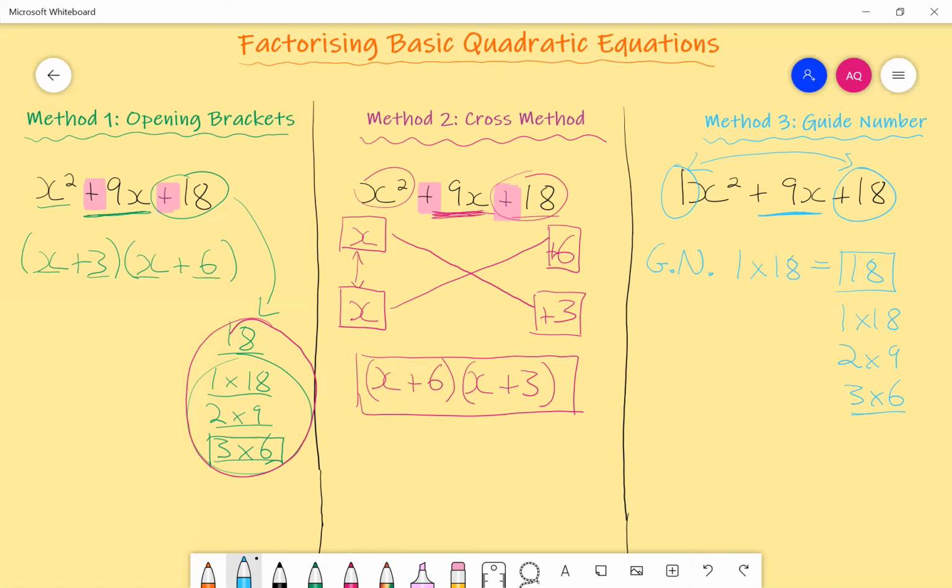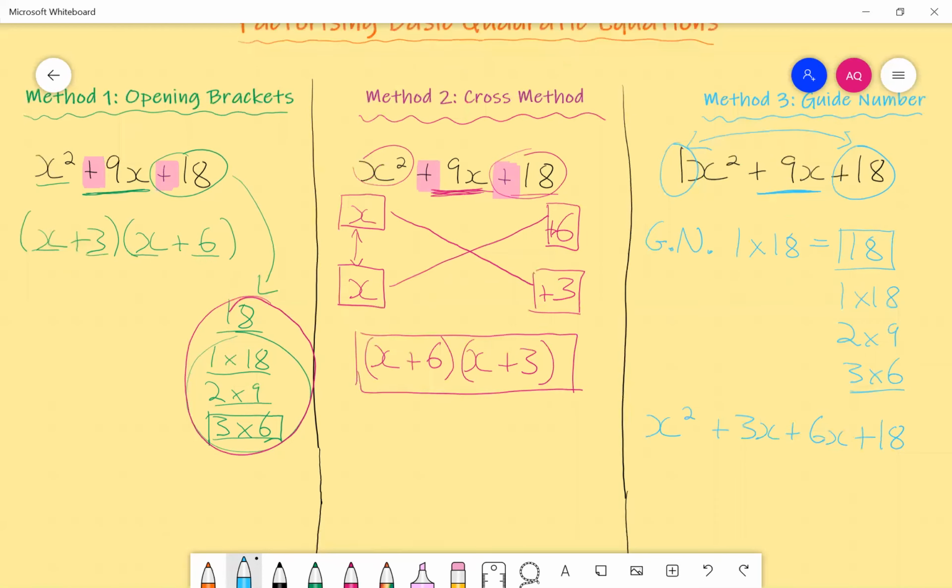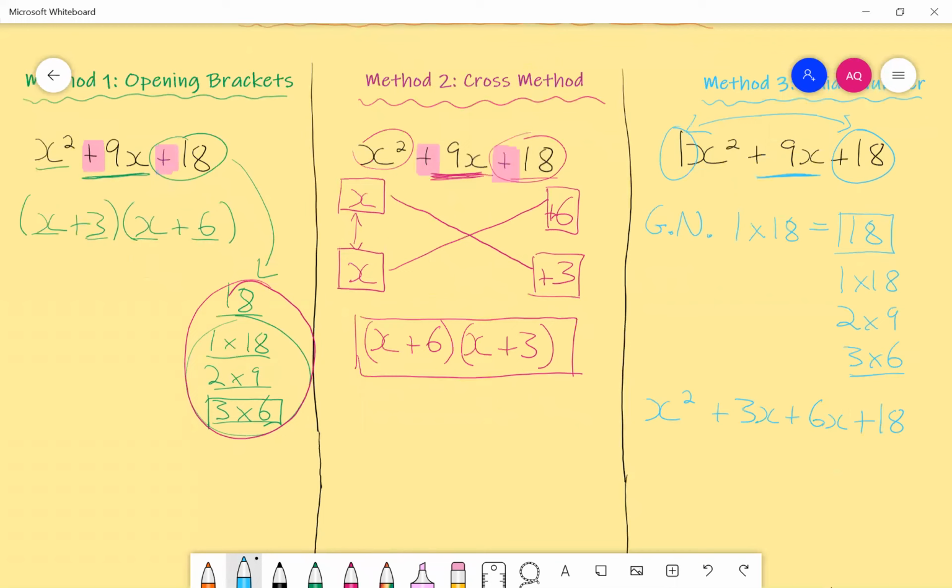So what we're going to do is rewrite our original equation, x squared plus, and instead of 9x, we're going to change it into 3x plus 6x, and then plus 18. Now what we do from here is we're going to use grouping. So it seems a little bit longer, but as I said, it will be more beneficial than some of the other ones. So we use grouping.